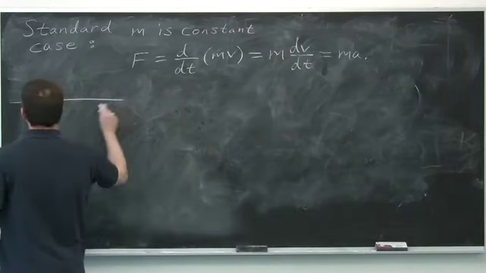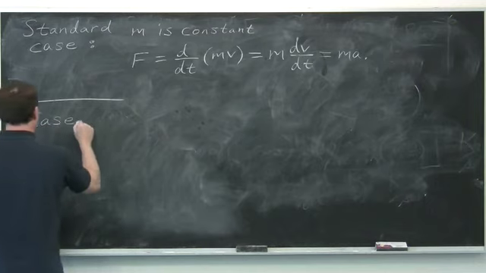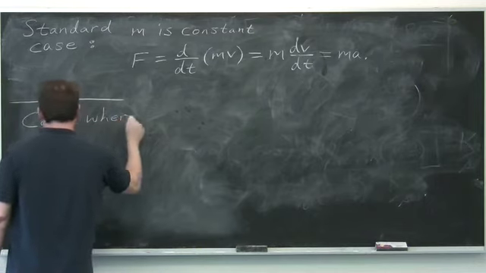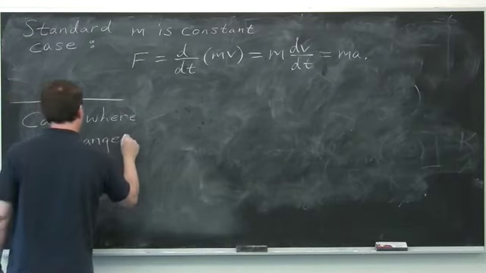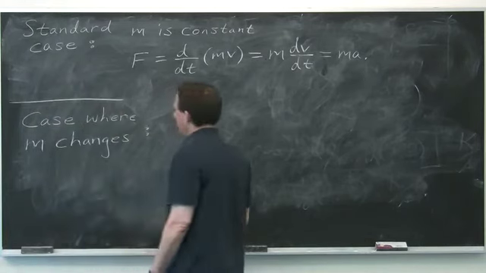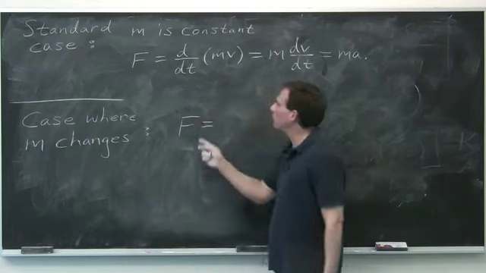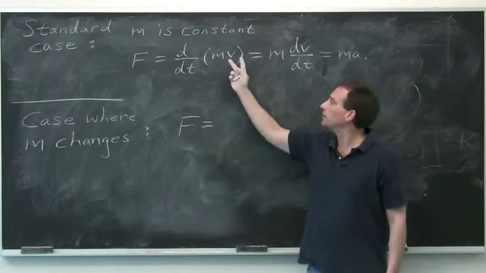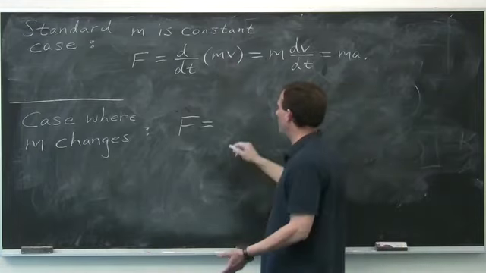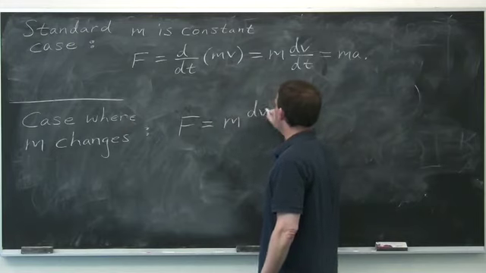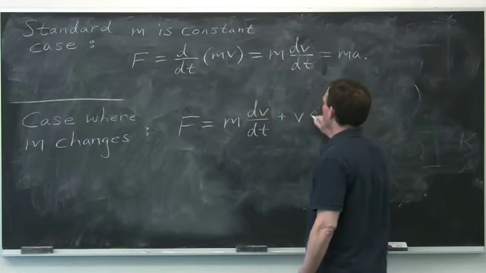But what happens when the mass is changing with time? This is important, and not so many people know this. You have to use the product rule. If both of these things are changing with time, then this is the product of two functions of time, and you're taking the derivative. You have to use the product rule. It is the first thing times the derivative of the second, plus the second thing, the v, times the derivative of the first.